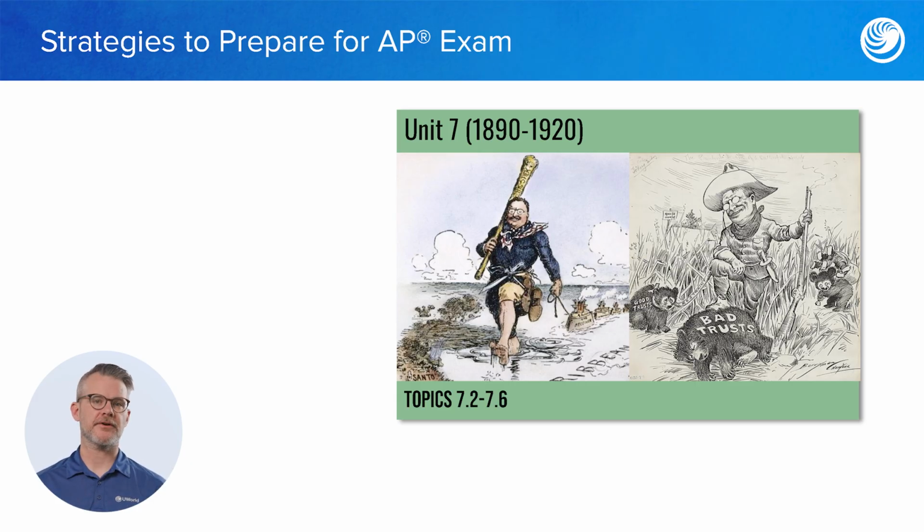Group topics 7.2 through 7.6 together. That includes both imperial expansion and the progressive era. And here's why. These aren't 2 separate stories.